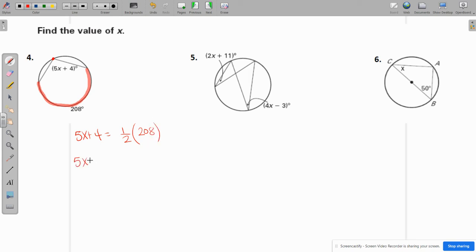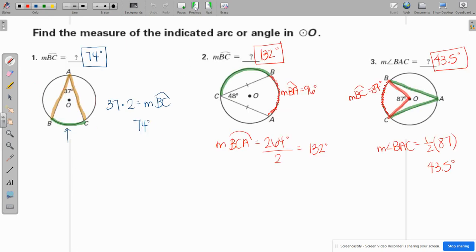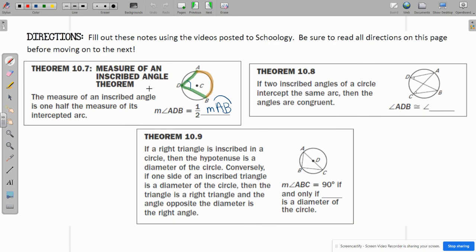Half of 208 is 104. So 5x plus 4 should equal 104 degrees. So this angle here should be 104 degrees. We're looking for the value of x. If I solve this equation by taking away 4 on both sides, 5x would equal 100. Dividing both sides by 5, we get that x equals 20. So all of these problems we were able to solve using this first theorem.